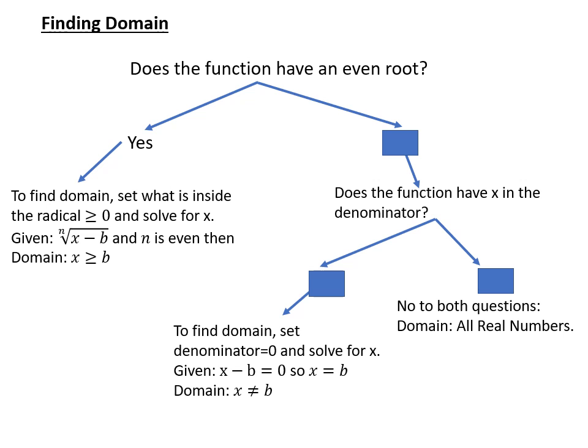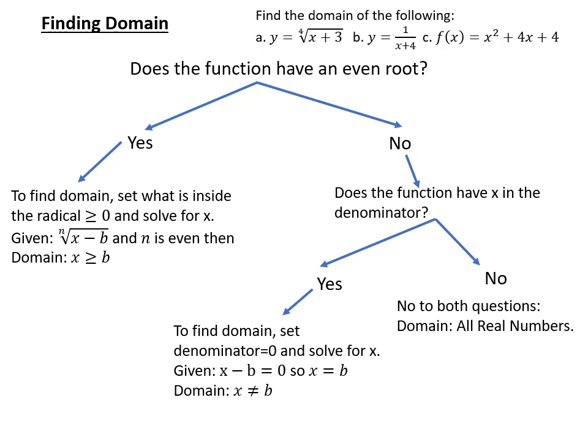If we said no, then we ask a second question: does the function have x in the denominator? If yes, we take the denominator, set it equal to 0, and solve for x. Whatever x happens to be to make the denominator 0 gets excluded from the domain. If it's no to both questions, the domain is all real numbers because everything works.